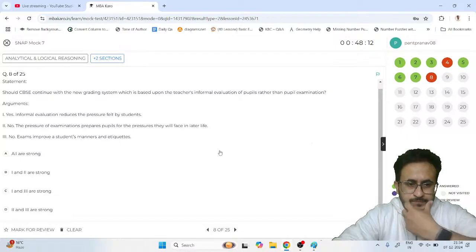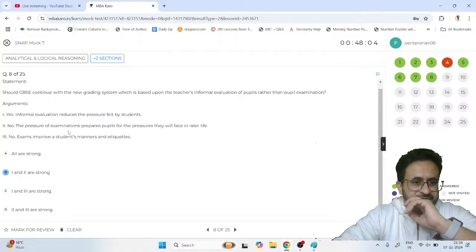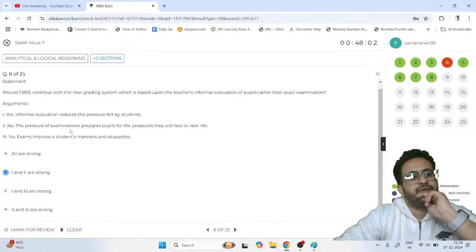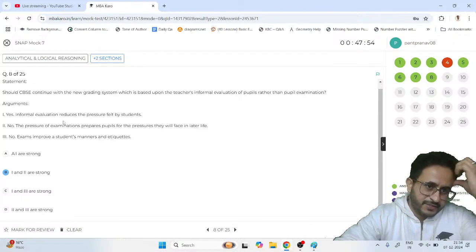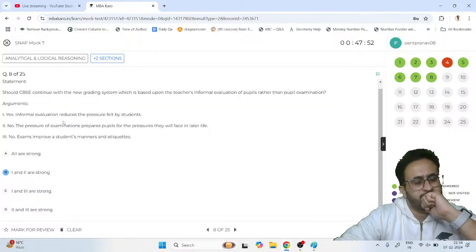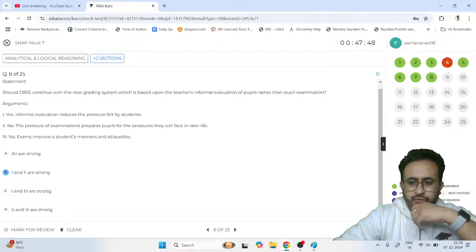So only 2 is not given. So it could be 1 and 2. 2 is definitely there. Informal evaluation. See the reason they have given. Yes, informal evaluation reduces the pressure felt by students. Pressure of examination prepares pupils. Third is definitely not true. So it could be 1 and 2 true.